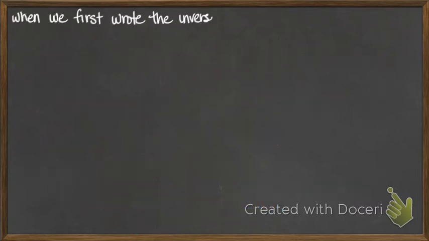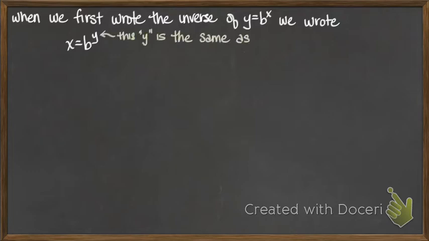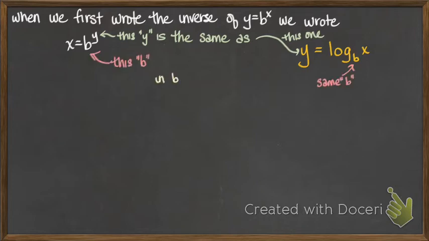So, going back to where this comes from and the idea underlying the need for logs, when we first wrote that expression, when we swapped x and y and wrote x equals b to the y, that y is the same y as when we write it in its logarithmic form. The b, the base to our exponential function, is the same b that is the base in our logarithmic form. And in both cases, that b follows rules. It's not equal to 1, and it's got to be greater than 0. It's got to be a positive number.